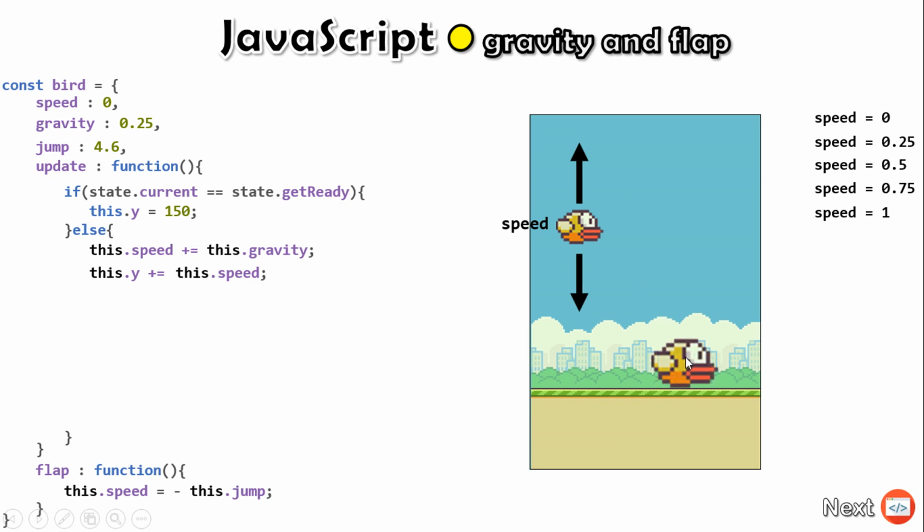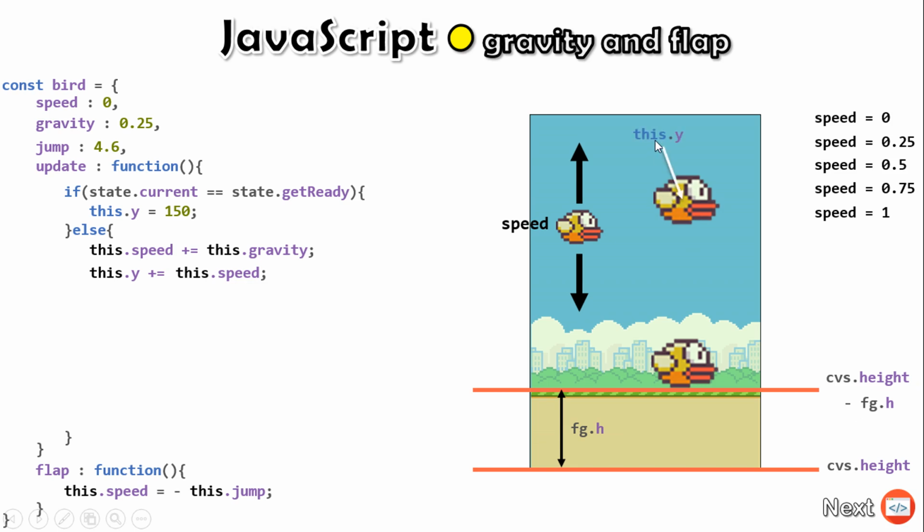Simple. Now, when the bird is going down and then it hits the ground, it's a game over, which means we need to use some collision detection. So this is the canvas.height and this is the foreground.height. So this place here is the canvas.height minus foreground.height because we're going to the top. Whenever we go to the top, the Y position is decremented. So that's why we use a minus sign here. Then this is the Y position of the bird, its center, and this is its height. So the bottom of the bird is this.y. This time we're going down, so we are incrementing the Y position. So it's this.y plus the height divided by 2, half the height.